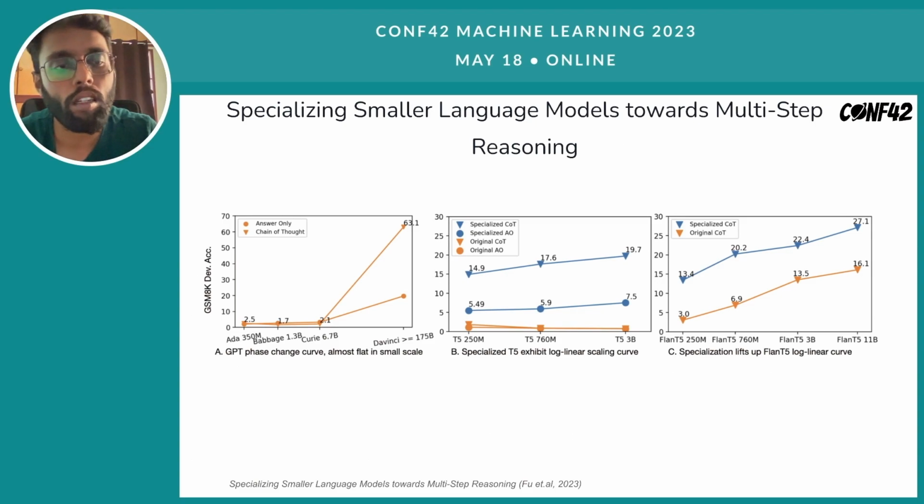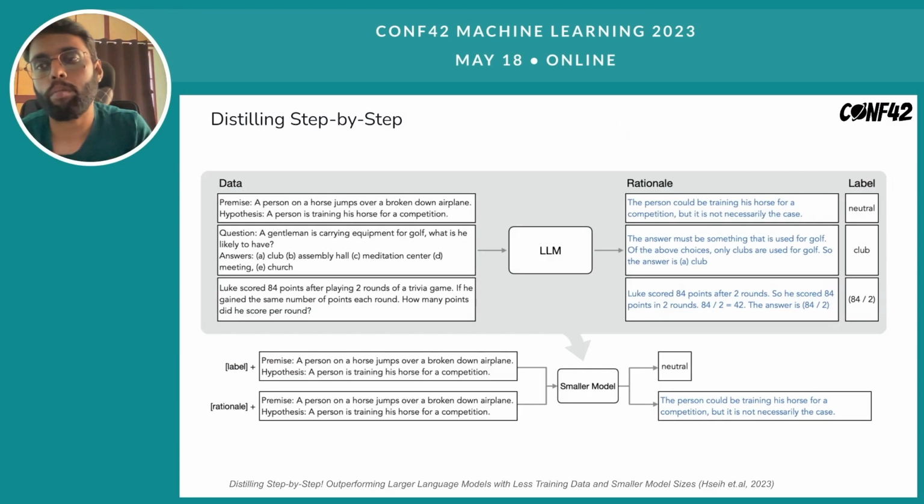Similarly, they have tried that not only on vanilla T5 but also on Flan T5. So Flan T5 shows a better improvement compared to other vanilla T5 models. Another recent approach in distilling is this distilling step-by-step paper from Hsieh et al.